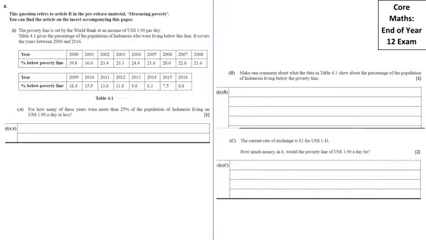First we need to do is just count how many years were there more than 25% of the population living below the poverty line, and there were 3. I think a few of you switched off after the first 2 and didn't look any further, but you got a mark just for spotting those 3.